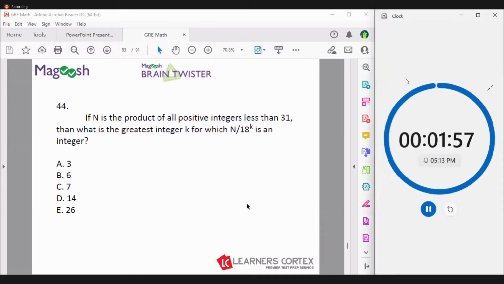So that is it. This is a very interesting question. Please attempt this even if you have not attempted it earlier, and make sure that whatever answer you're choosing is correct.